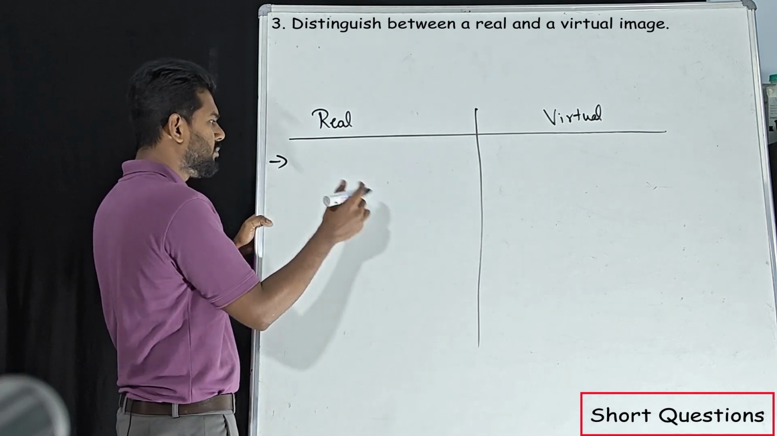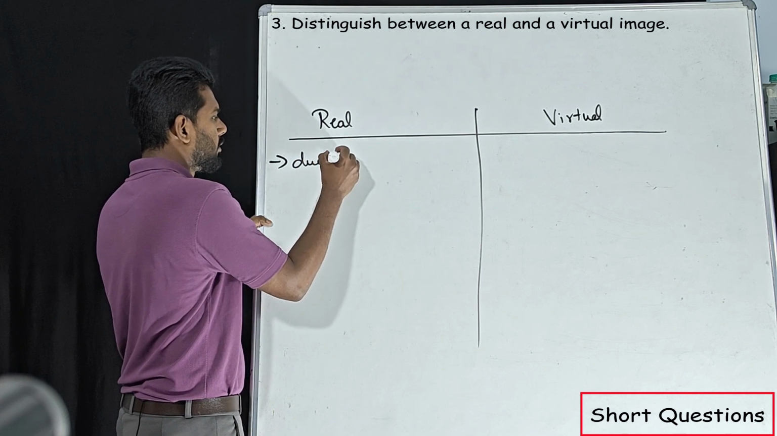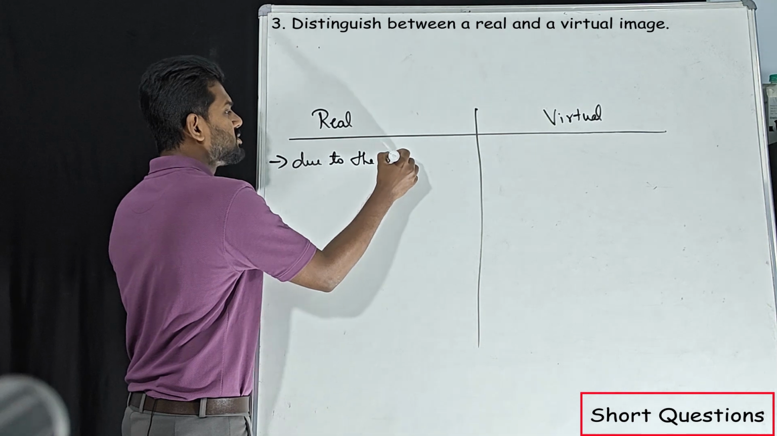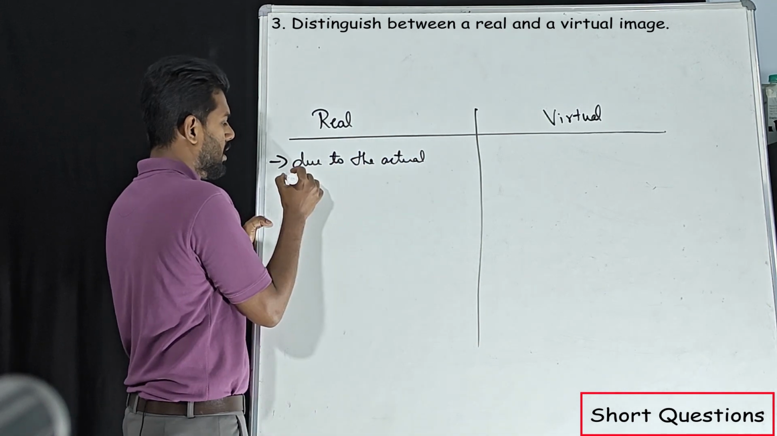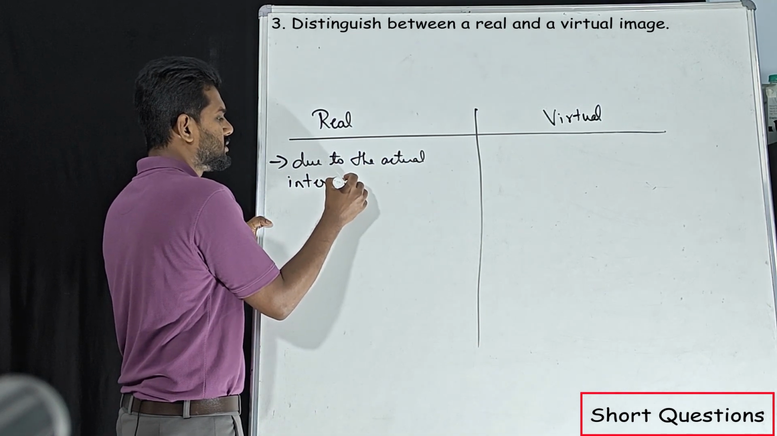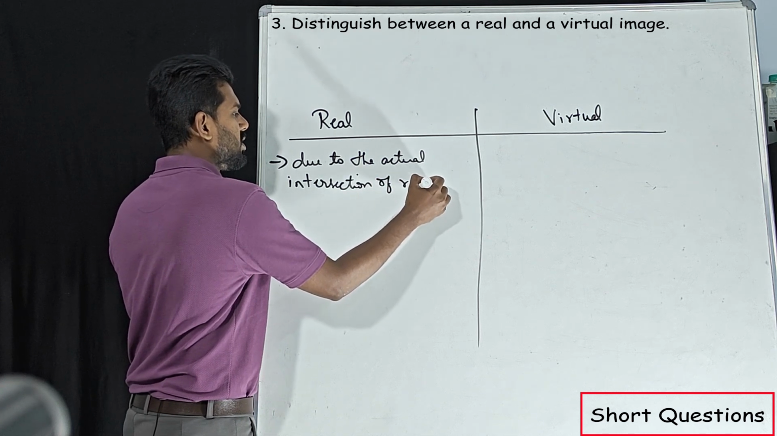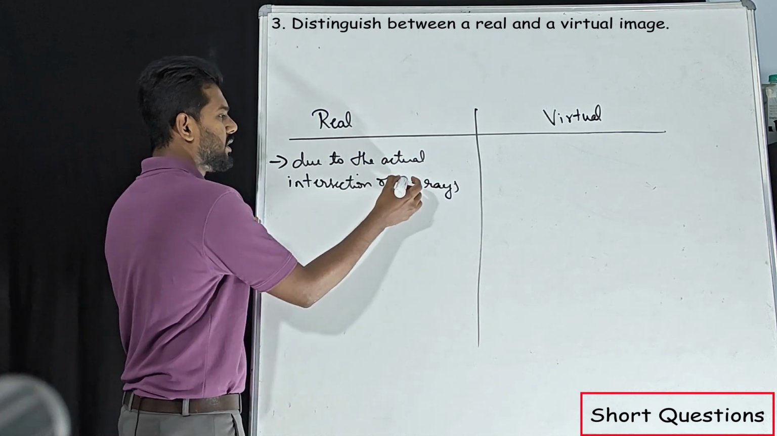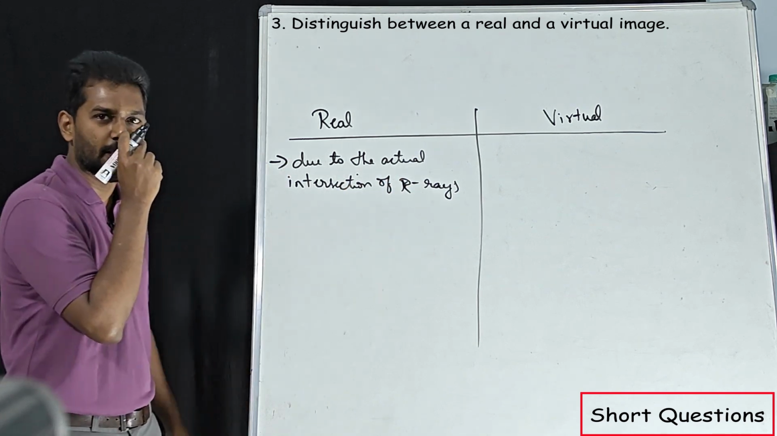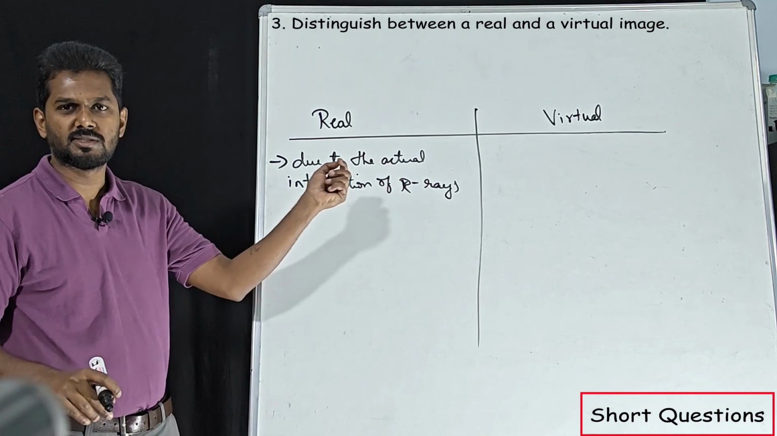Real images are formed due to the actual intersection of refracted rays. So I'll write it as R rays. R rays means refracted rays, assume like that, but in the exam you should not use these short forms.